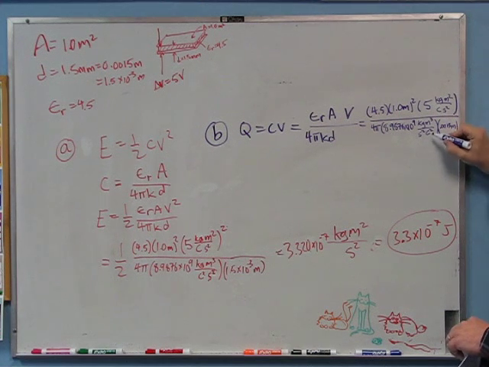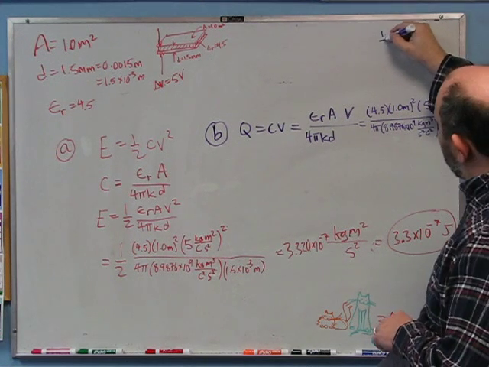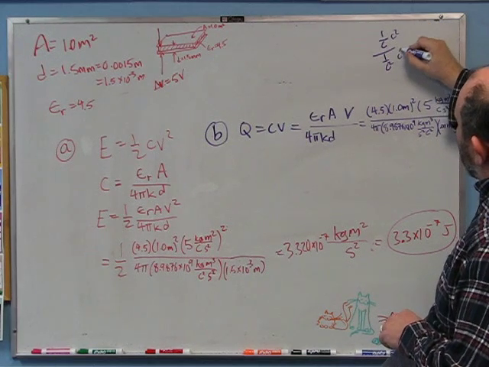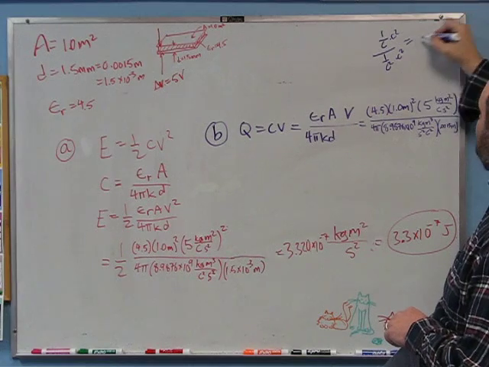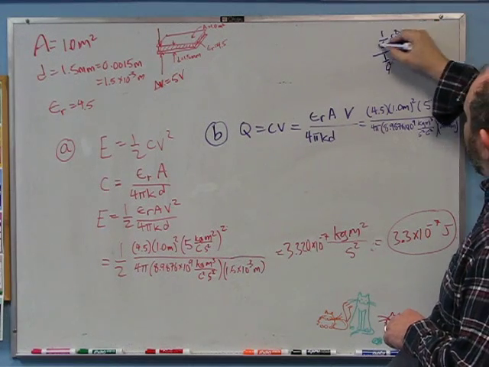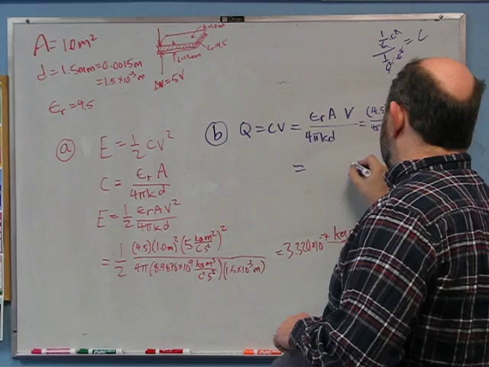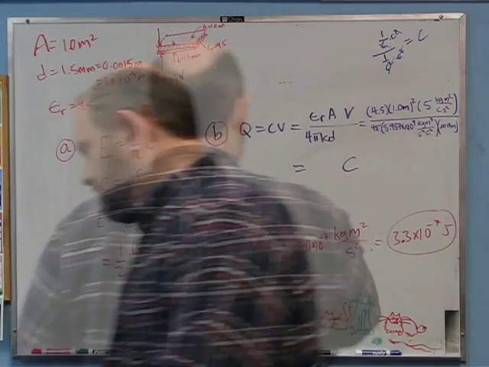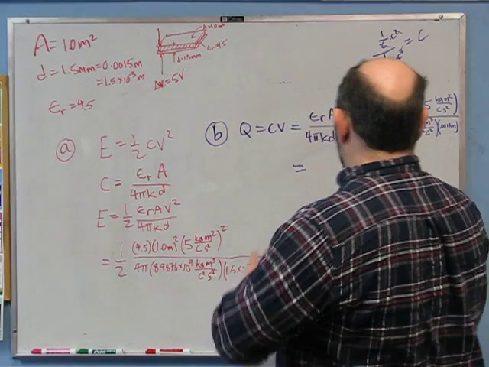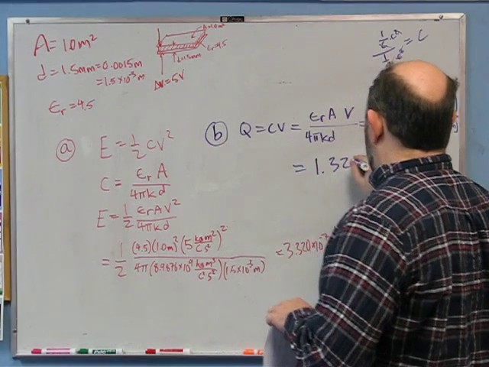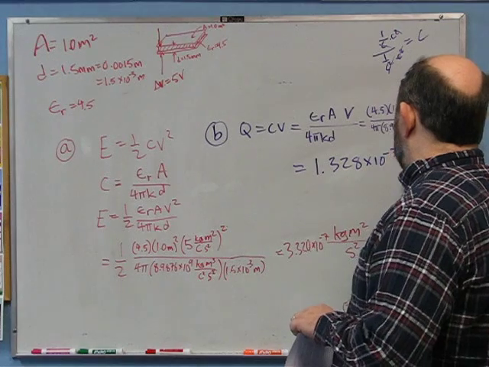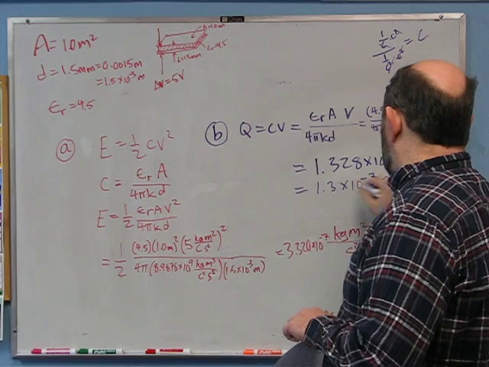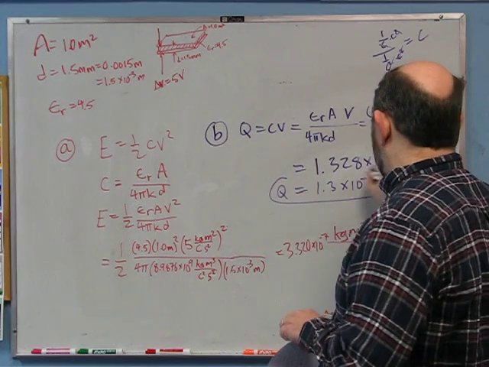Then I have 1 over coulombs divided by 1 over coulomb squared, right? If I multiply the top and bottom by coulomb squared, you can always multiply the top and bottom by the same thing. They cancel, that cancels that. I get coulombs. So yes, I'm going to get an answer in coulombs. The units work. Let's put the numbers in the calculator. The result I get is 1.328 times 10 to the minus 7th coulombs. To the right number of sig figs, that is 1.3 times 10 to the minus 7th coulombs. That's the amount of charge stored on the capacitor.